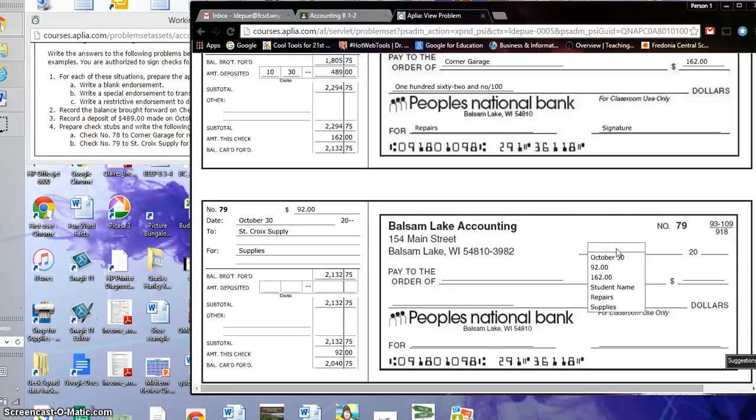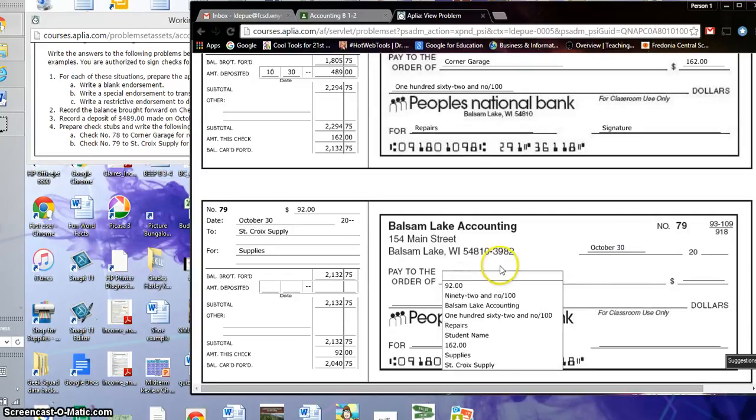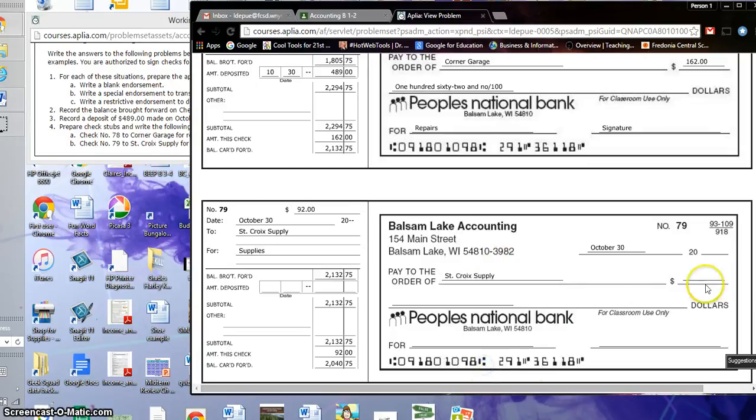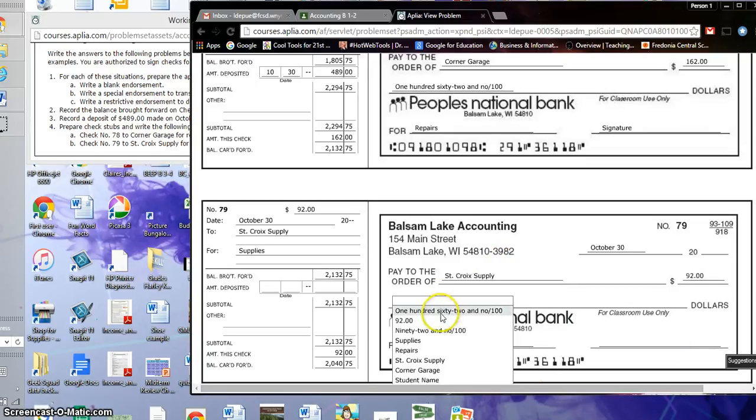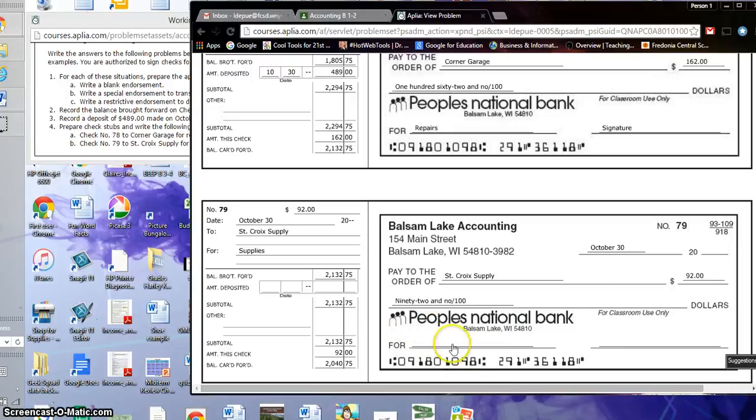So here we have a drop-down menu, the date, October 30th, paid to the order of the St. Croix Supply. The amount goes here, $92. We write out the word, be careful that you pick the right one, $92, not the $100. What did we buy? We bought some supplies, and our signature goes here.